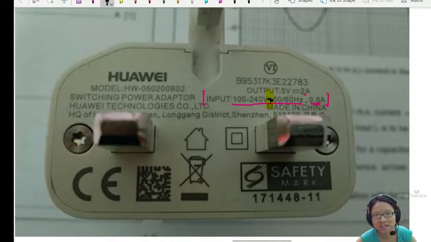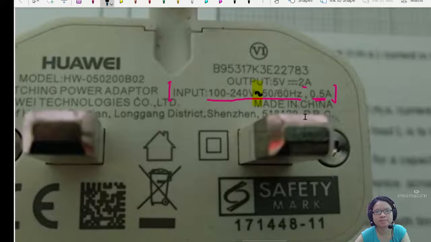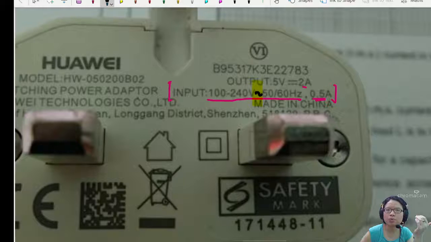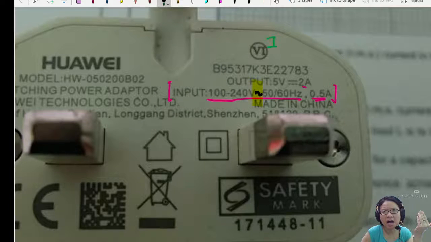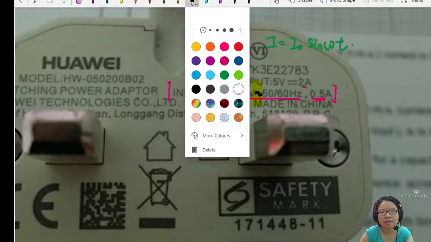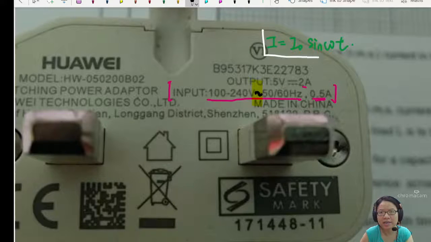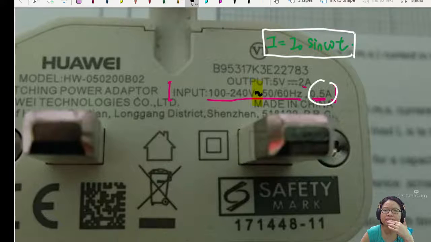So this one is from Huawei. All right, so you see the input here. And you might be wondering, when we were studying AC just now, I distinctly remember that the AC equation for current looks something like I is equal to I naught sine omega t. Then you might be thinking, if it's this equation, then how and why can we just write 0.5 ampere?